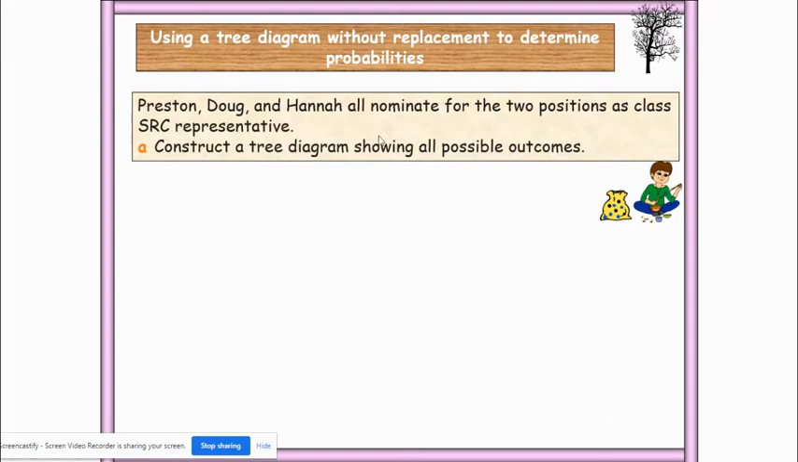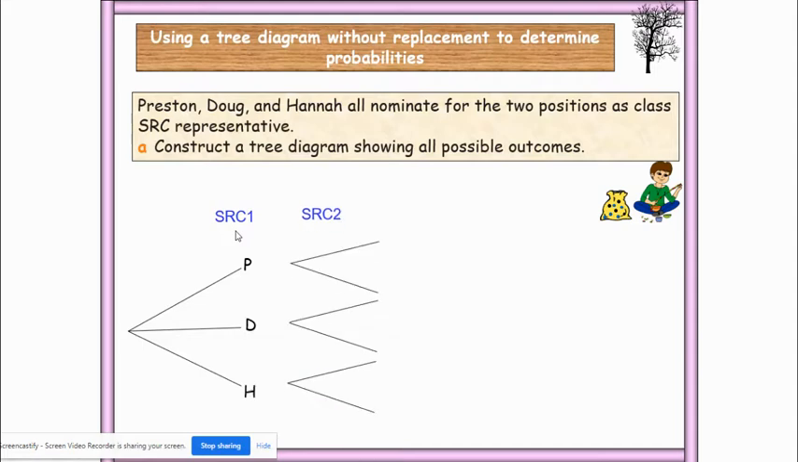Another one. Preston, Doug, and Hannah all nominate for 2 positions as class SRC representative. Construct the tree diagram showing all possible outcomes. So we've got P for Preston, D for Doug, H for Hannah. And there's 2 positions, so we do it again, and we put their names in.